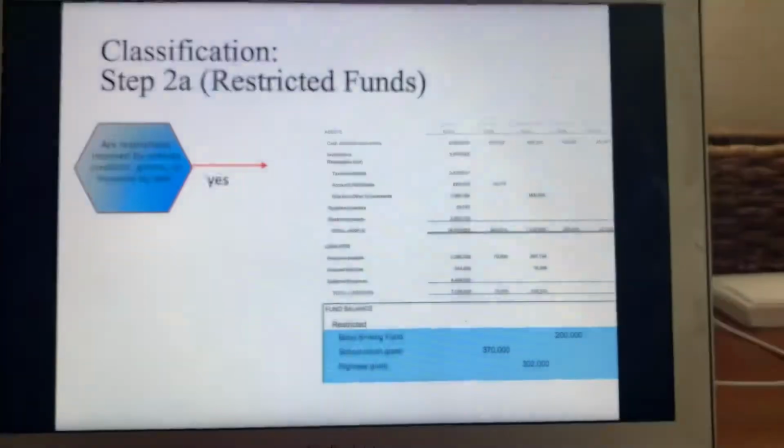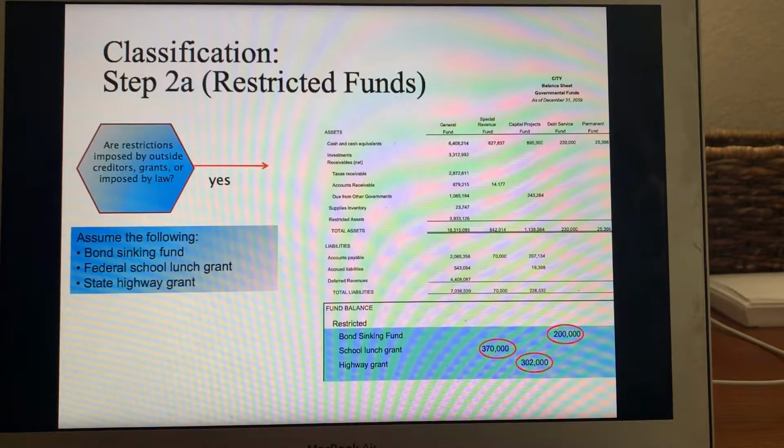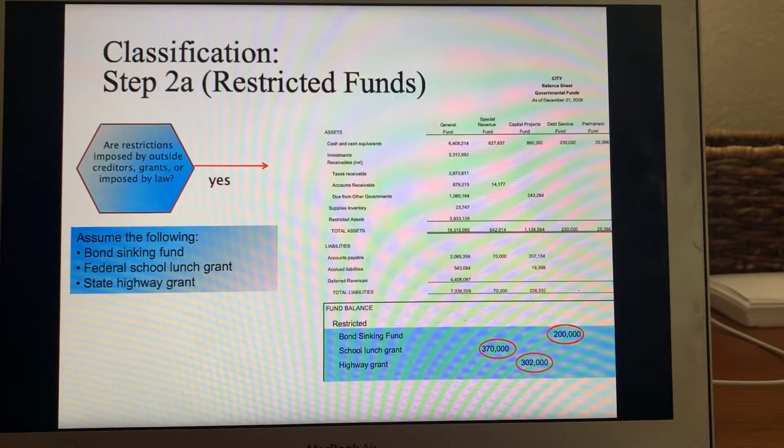Okay. So then, are there restrictions imposed by outside creditors, grantors, or imposed by law? Then we say yes. And then assume the following: bond sinking fund, federal school lunch grant, state highway grant. So the restricted amounts are 200,000, 370,000, and 302,000. So there's the fund balance.